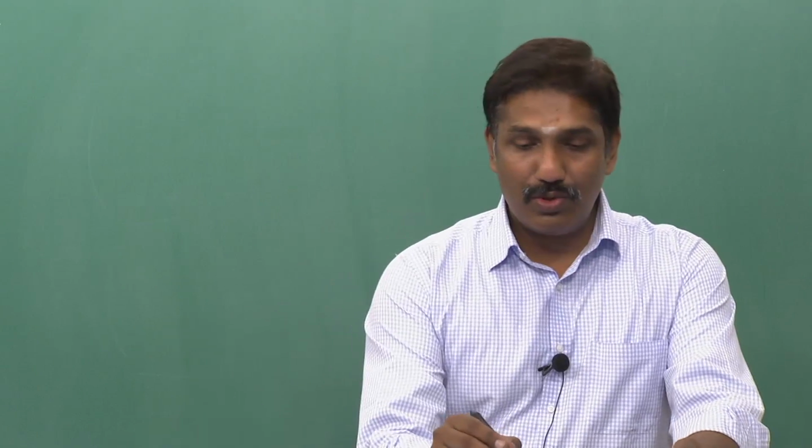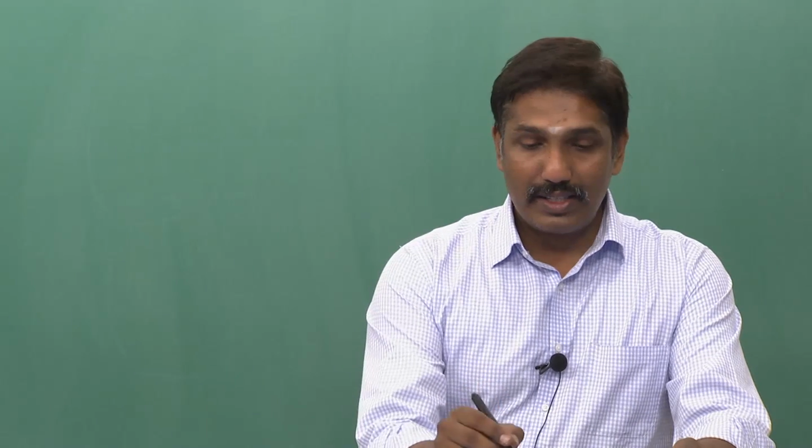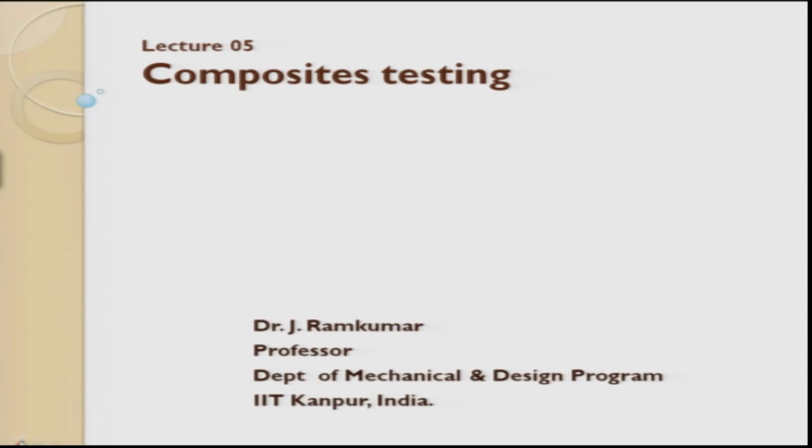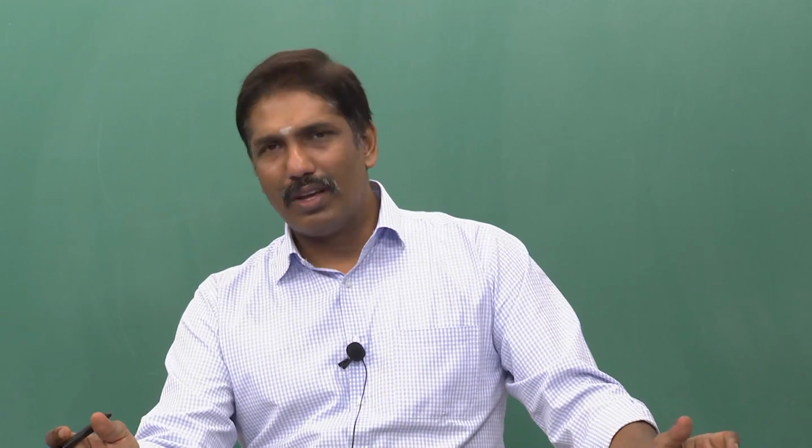Well friends, so let's move to lecture 5. Lecture 5 is on composites testing. So composites testing is very important and it is also very different. By this time you should be able to appreciate that the composite does not fail like a homogeneous material. For example, it does not fail like aluminium alloy failure.